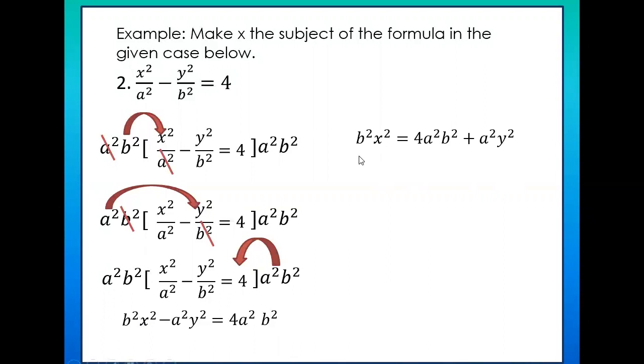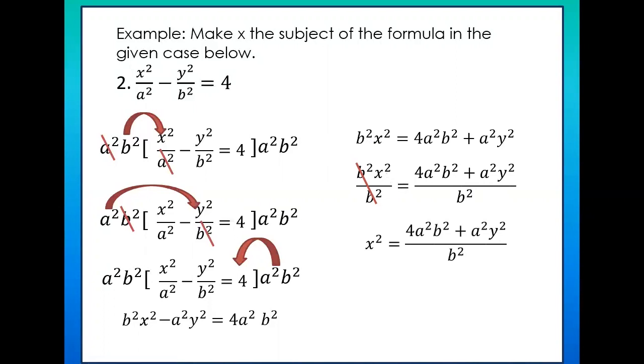So we can go ahead and proceed now working with b squared x squared. So this is multiplication, the operation between these two variables. So you know what to do. We can divide both sides by this quantity, b squared, in order for us to cancel b squared as part of your x squared. So leaving only x squared is equal to 4a squared b squared plus a squared y squared over b squared.